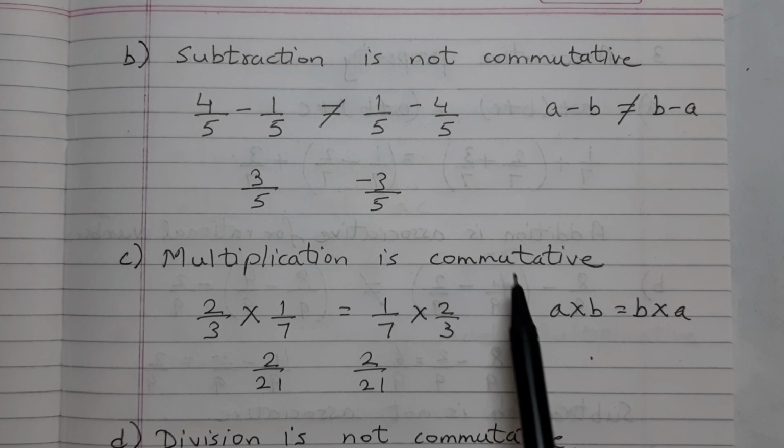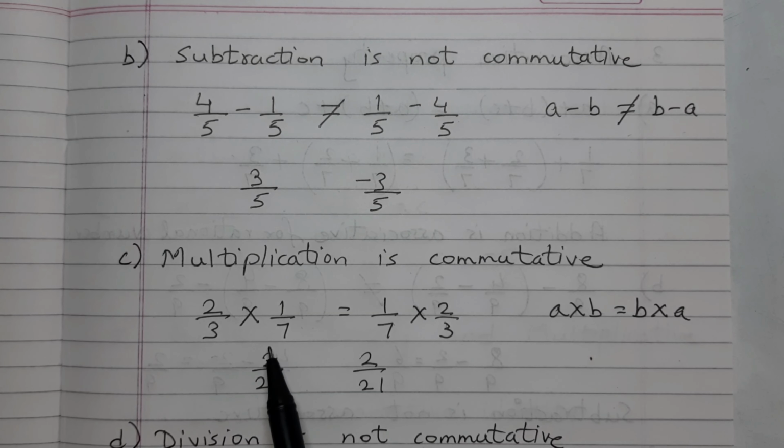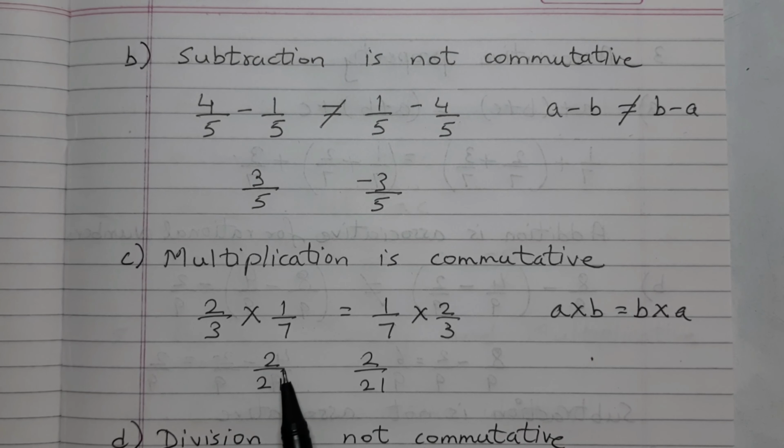Multiplication is commutative. a into b is equal to b into a. Even if you change the order, the product still remains the same. 2 by 21, 2 by 21.